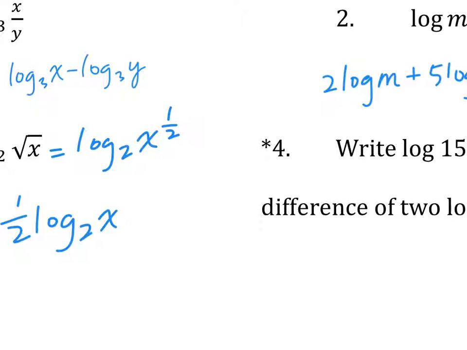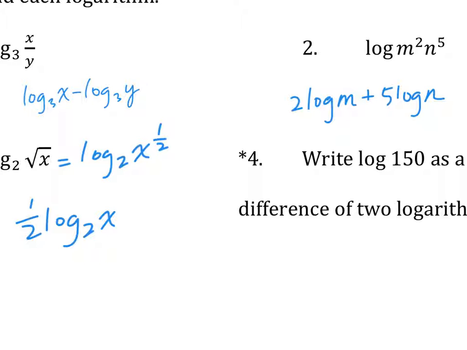All right, number 4. Write log 150 as a sum or difference of 2 logs. So you're going to split log 150 into a log plus another log or a log minus another log. But then you have to get 150. Okay? So go ahead and write down, everyone, please write down one answer, whether it's sum or difference.